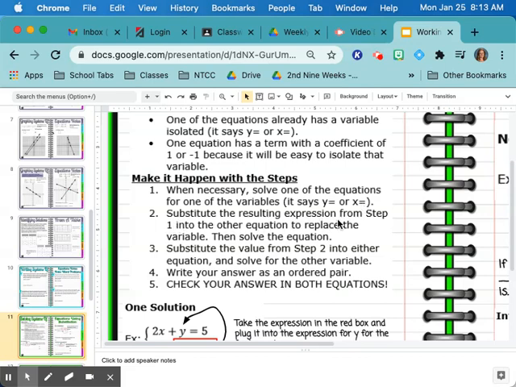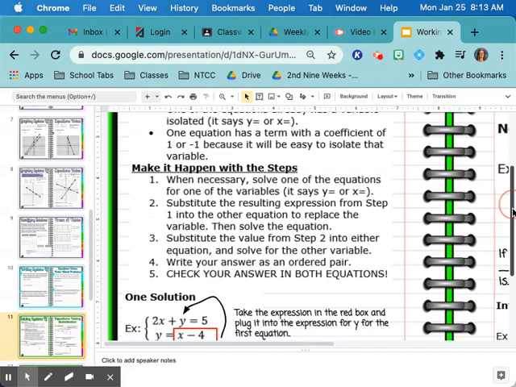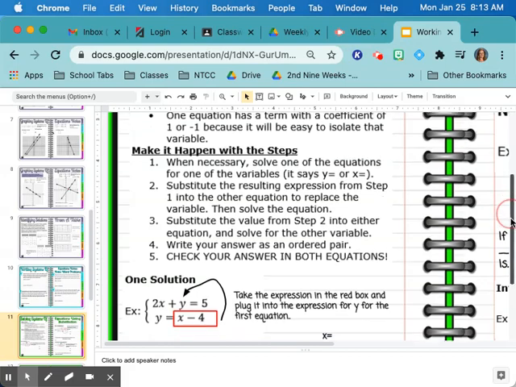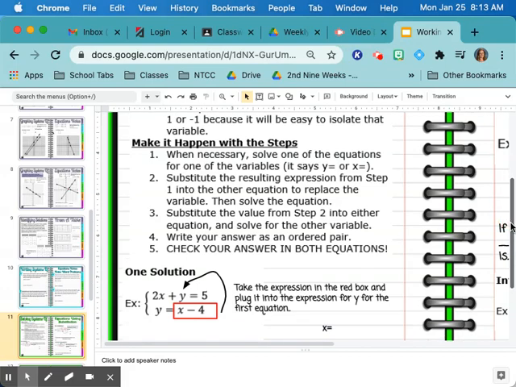Substitute the resulting expression from step 1 into the other equation to replace the variable. Then solve the equation. So you'll find one of the numbers for that solution. So you'll find either the x value or the y value. Then you'll substitute in the value that you found into either equation and solve for the other variable. You'll write your answer in an ordered pair and then check it in both equations. And we can use our calculator.